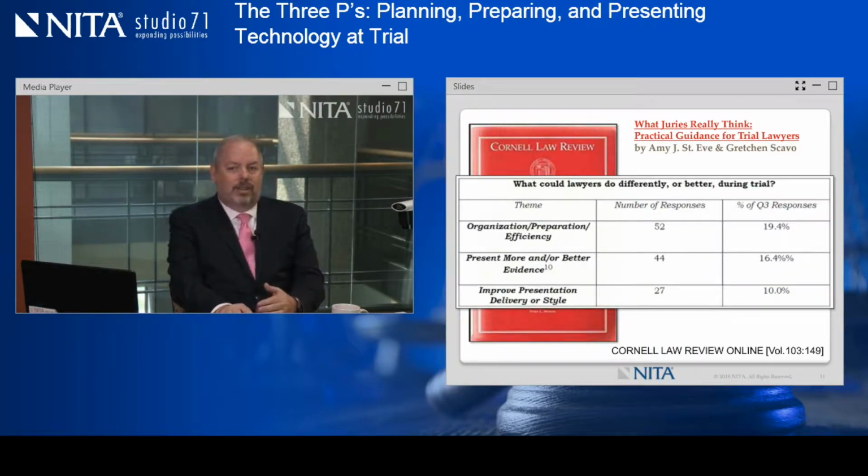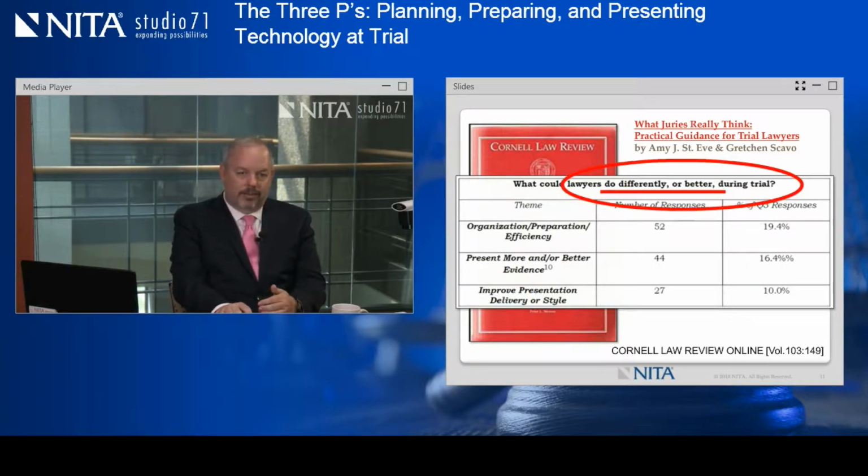Conversely, it was the same areas that the survey respondents suggested that attorneys could do better in. And that's organizational preparation and efficiency, and presentation, delivery, or style. And that all comes down to having a plan and practice.